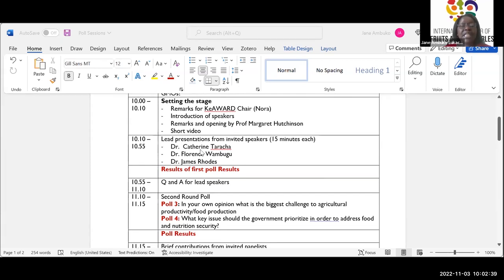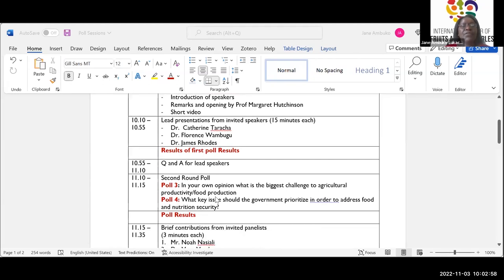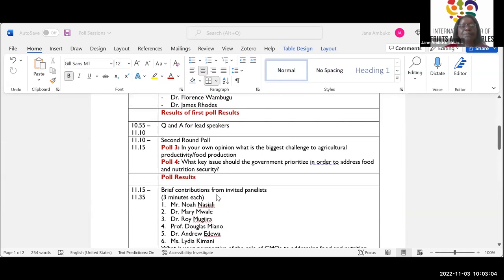Then after the presentations and that poll, we'll have a brief Q&A for the lead speakers. So prepare questions. There's a Q&A function which you can use to write your questions so that they can be picked up instead of putting them in the chat box. Use the Q&A function. Then we'll have a second round of poll after the Q&A session, where those questions will be posted in the poll.